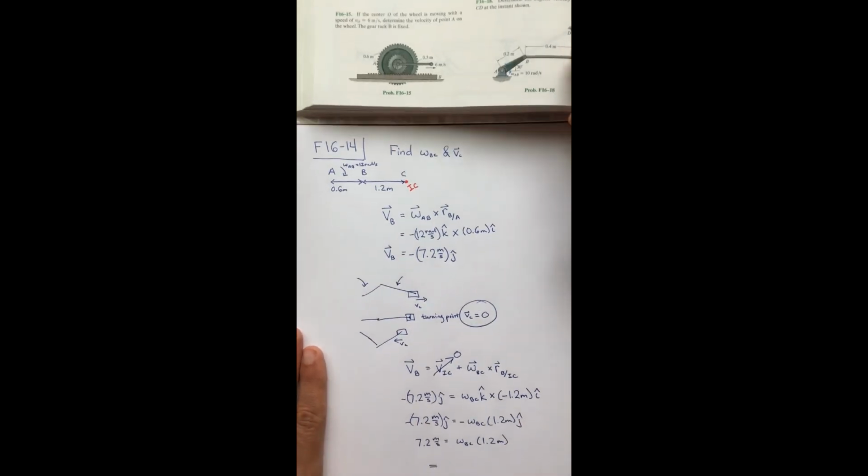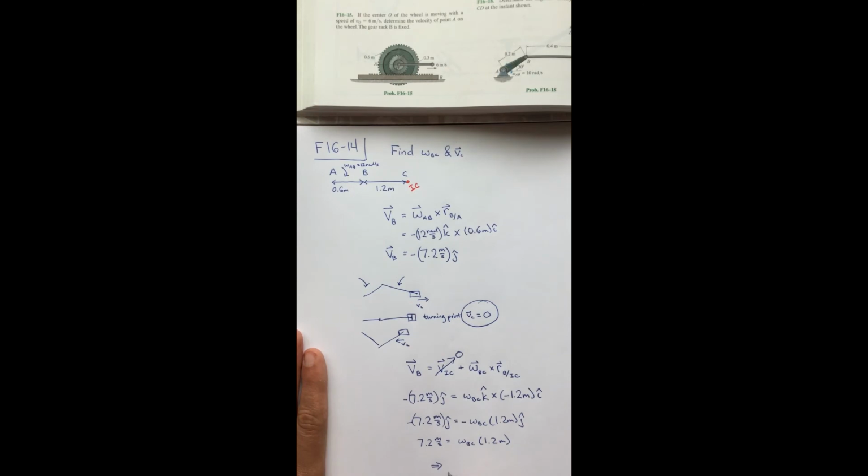And that gives me the angular velocity, BC, is equal to 7.2 divided by 1.2 gives me 6, and meters per second divided by meters gives me per second, and I can stick the radians in there. And if you want to include the direction as well, this was in the k hat direction.